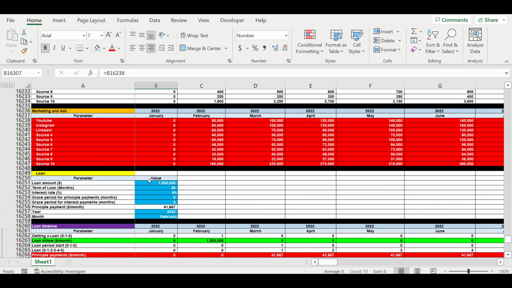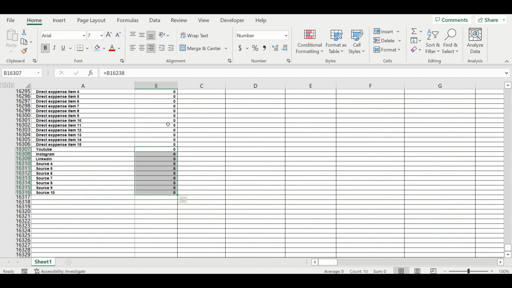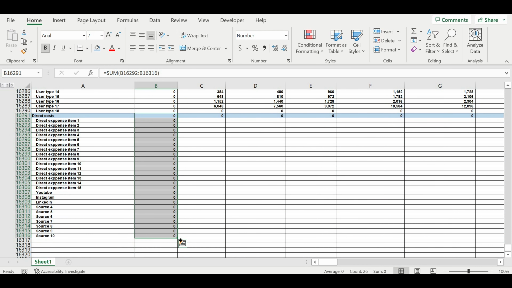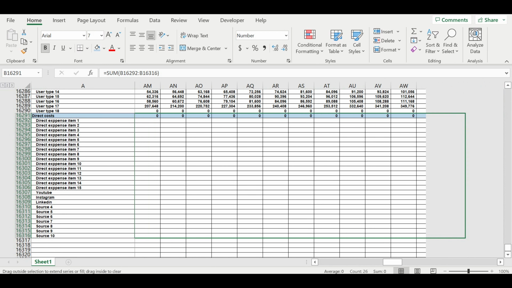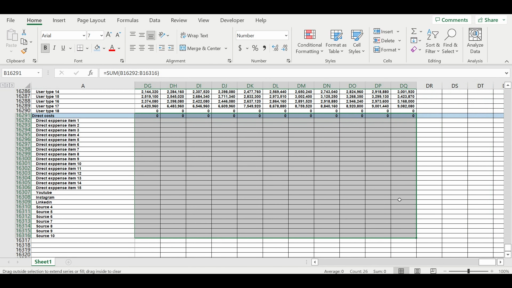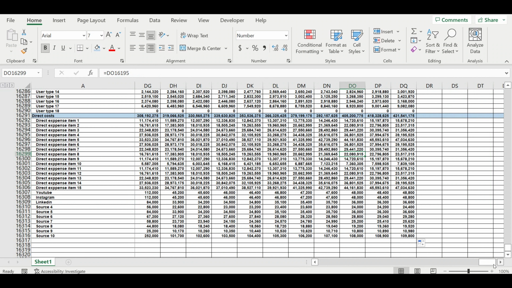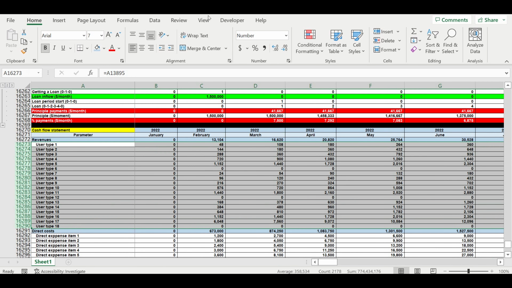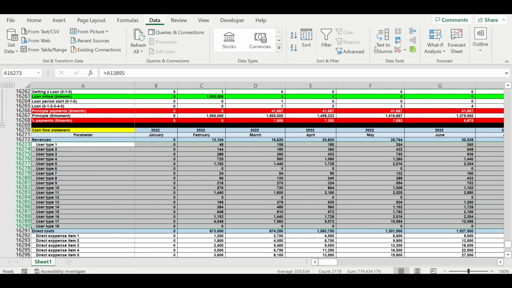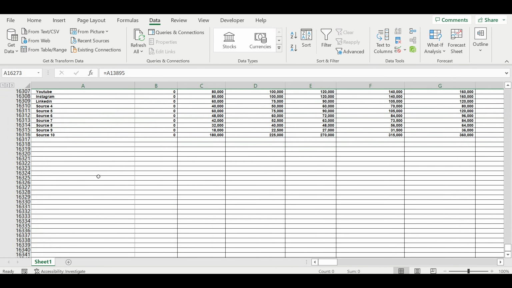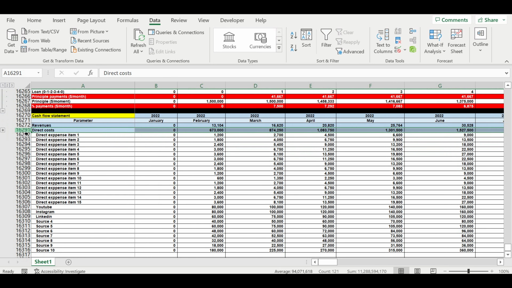So marketing, we need to add totals and adjust the totals formula. Then we extrapolate this formula to the right. Then we go back. We can also hide this data: view, data, outline, group. Then we are moving to fixed expenses.